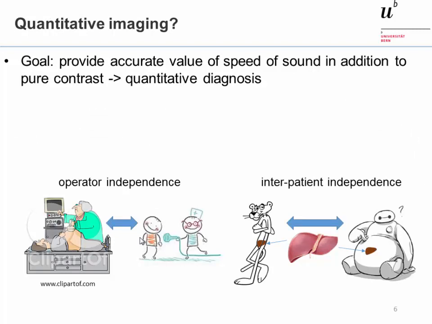Now, contrast is a nice thing, but optimally, we would like to have a quantitative value of speed of sound in addition to contrast to be able to do a quantitative diagnosis or staging of disease. And so this technique should then be operator independent as well as interpatient independent. So we really want to measure the real speed of sound value.